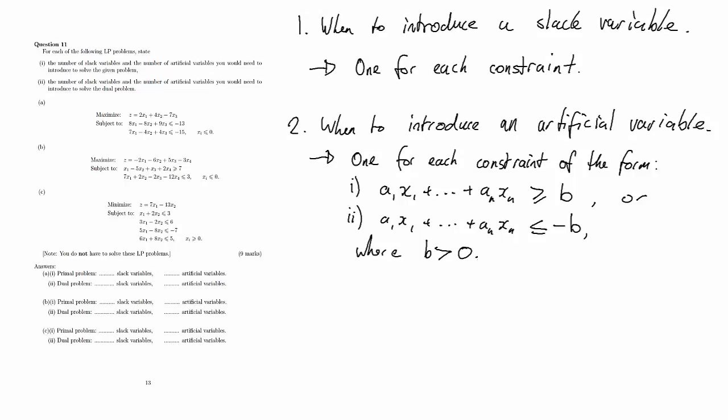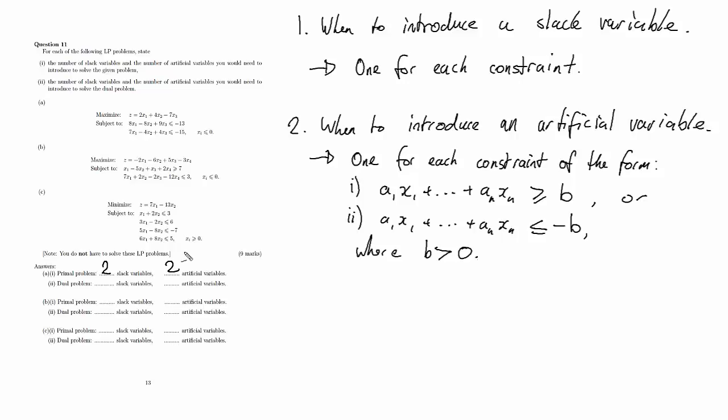So now we can use the information given to us in the question to write down the answer straight away for the primal problem. In part A, we have two constraints, and so we have two slack variables. Both of the constraints are of the form something less than or equal to a negative number, and so we're going to introduce two artificial variables as well.